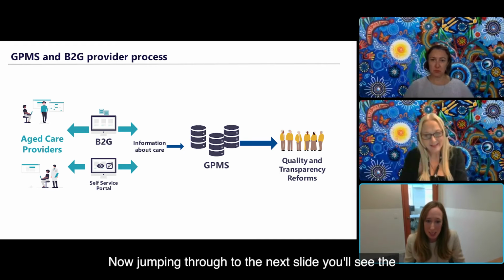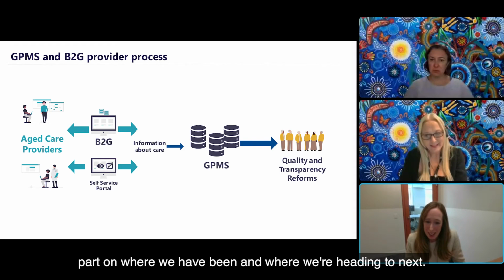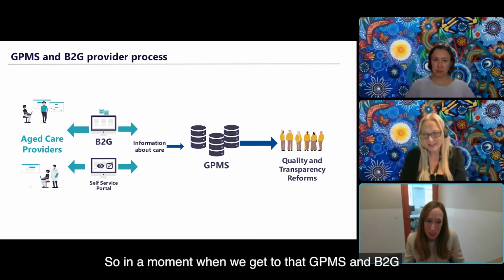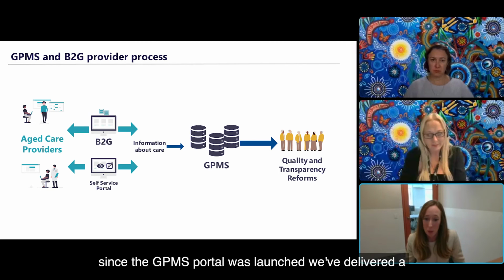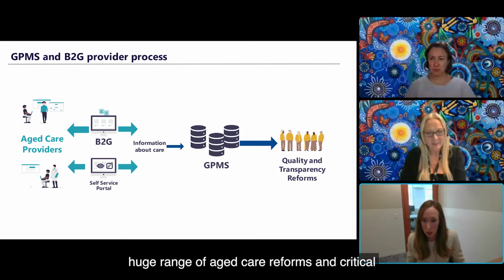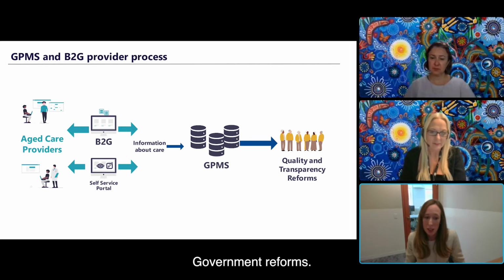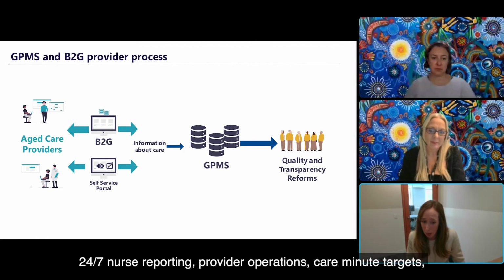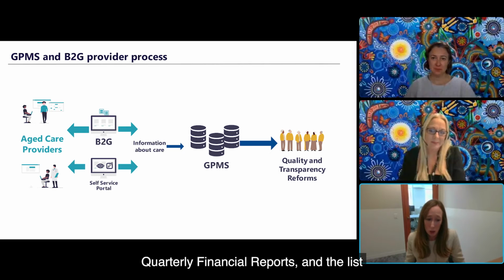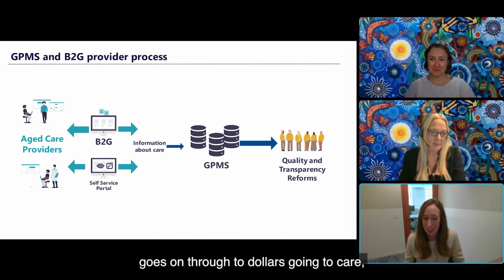Now, jumping through to the next slide, you'll see the part on where we have been and where we're heading to next. So in a moment, when we get to that GPMS and B2G journey slide, you'll see that over the past 12 months, since the GPMS portal was launched, we've delivered a huge range of aged care reforms and critical government reforms. These include star ratings, quality indicators, 24/7 nurse reporting, provider operations, care minute targets, quarterly financial reports, and the list goes on through to dollars going to care.